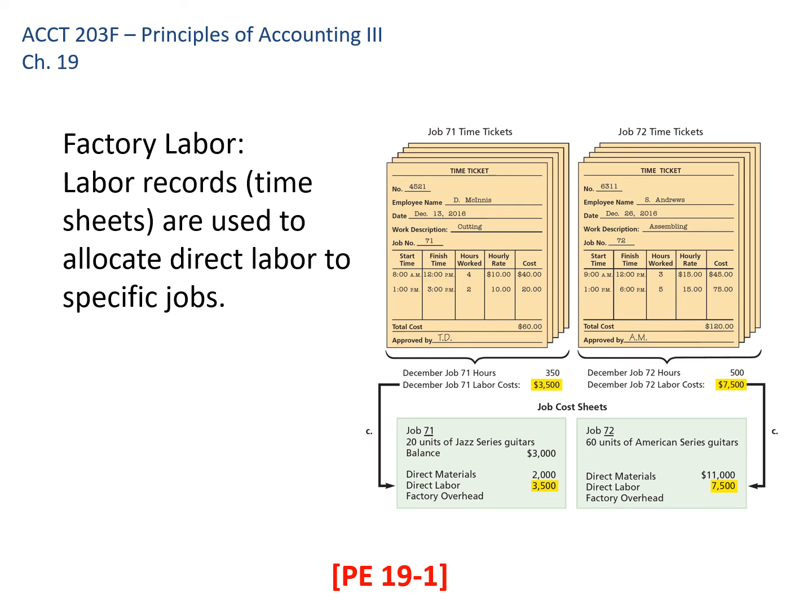So when we process payroll at the end of the pay period, we'll look at those time tickets and we'll record the cost for that employee to the particular job. In this case, in job 71, we incurred $3,500 of labor. In job number 72, we incurred $7,500 worth of labor. Now, we could do some more additions if we work on those jobs in the next pay period. We could keep adding to that until those jobs are finished.